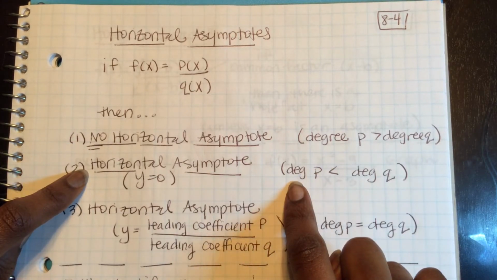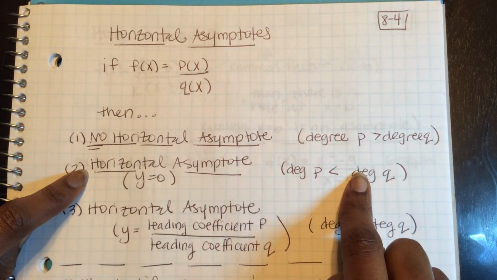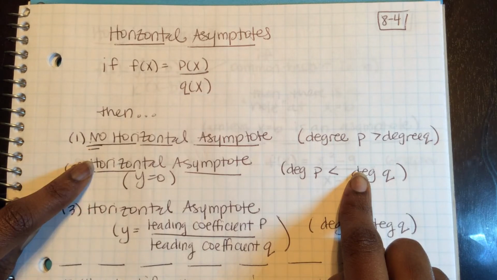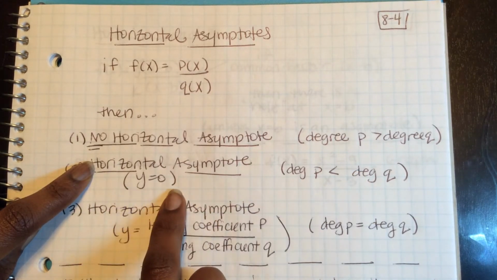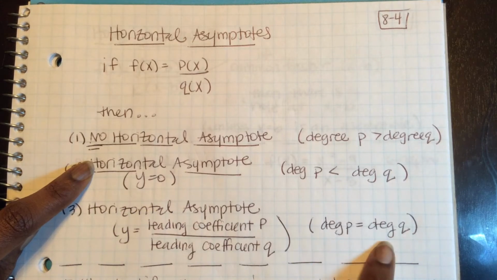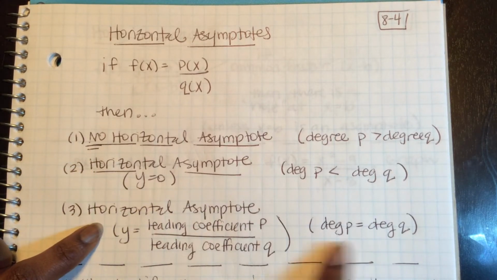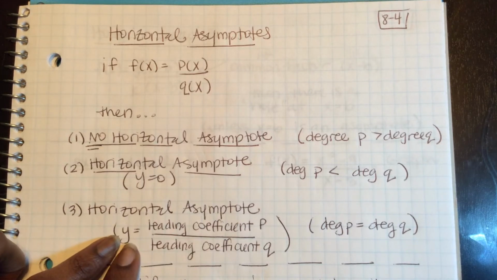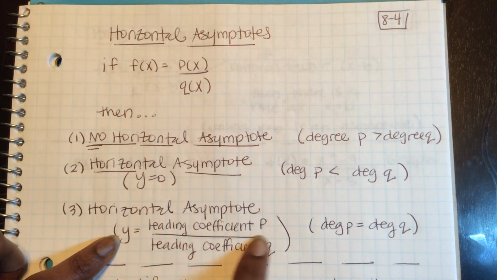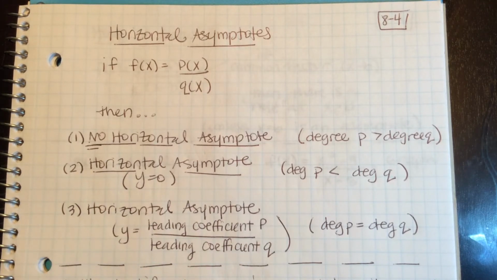If the degree of p is less than the degree of q, then the horizontal asymptote is y equals 0. And if the degree of p equals the degree of q, then the equation for your horizontal asymptote is y equals the leading coefficient of p over the leading coefficient of q. So let's go ahead and apply this in finding horizontal asymptotes below.